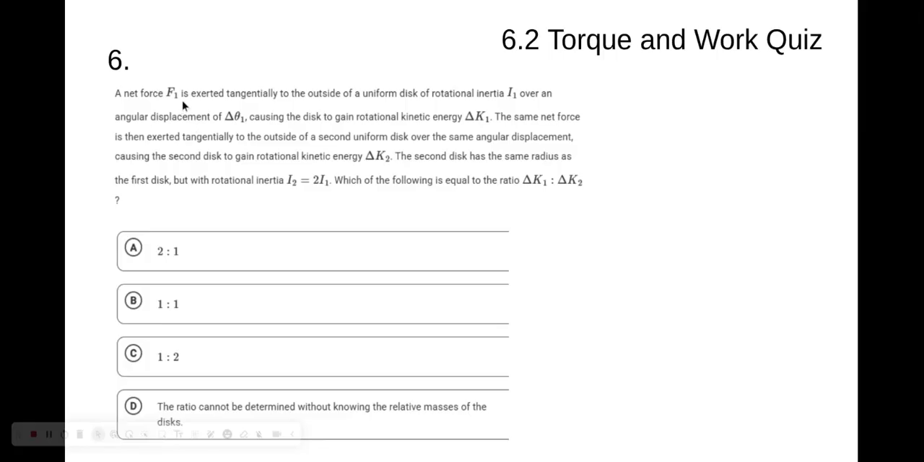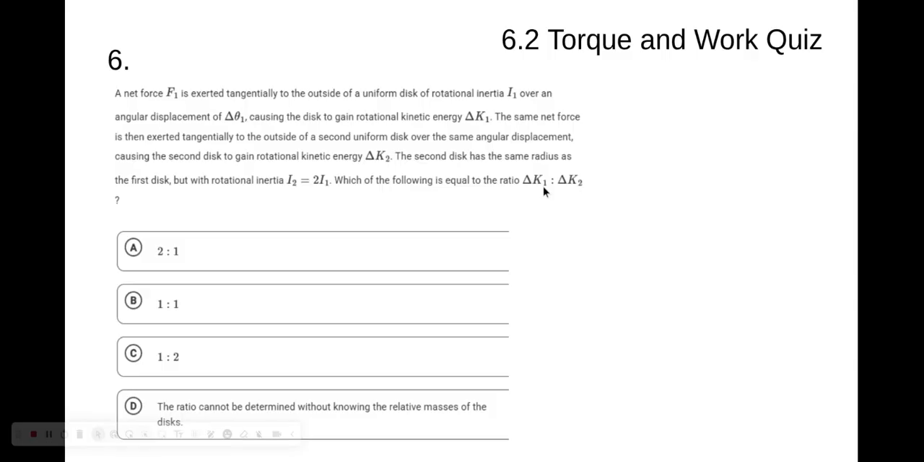Question 6, a net force of F1 is exerted tangentially to the outside of a uniform disk of rotational inertia I1 over an angular displacement of change in theta 1, causing the disk to gain rotational energy, delta K1. Now, the same net force is then exerted tangentially to the outside of a second uniform disk over the same angular displacement, causing the second disk to gain rotational energy. But the second disk has the same radius, but its rotational inertia is double. So which of the following is equal to the correct ratio?